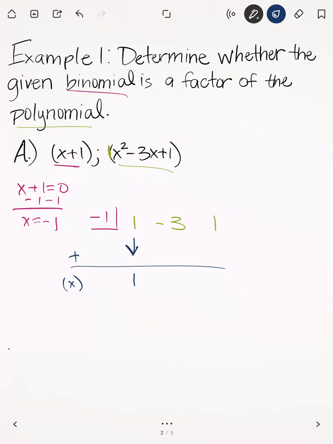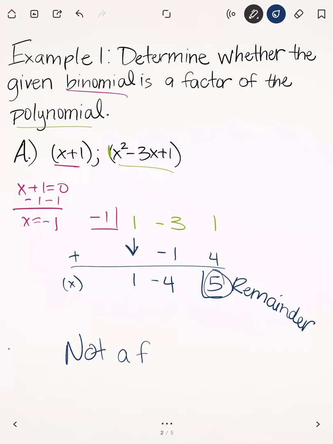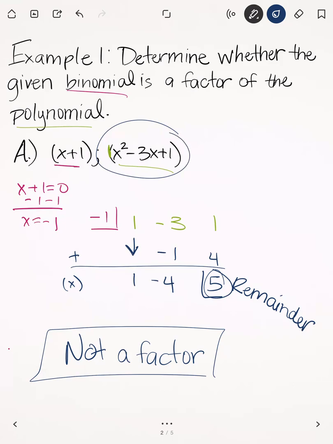Negative 1 times 1 is a negative 1. Negative 3 plus negative 1 is a negative 4. And then I multiply because it's below. Negative 1 times negative 4 is a positive 4. 1 plus 4 is 5. This last part right here is the remainder. And as we notice, it is not 0. It's a different number, so this is not a factor. And that's it. So if we were to factor this polynomial, x plus 1 would not be a factor.